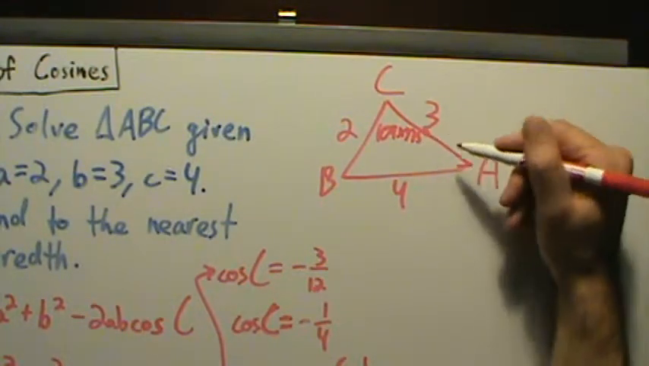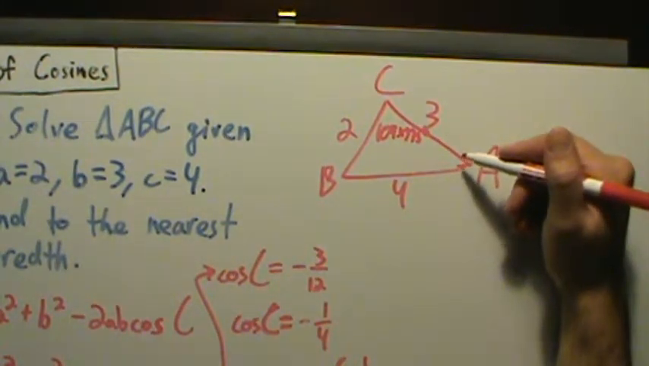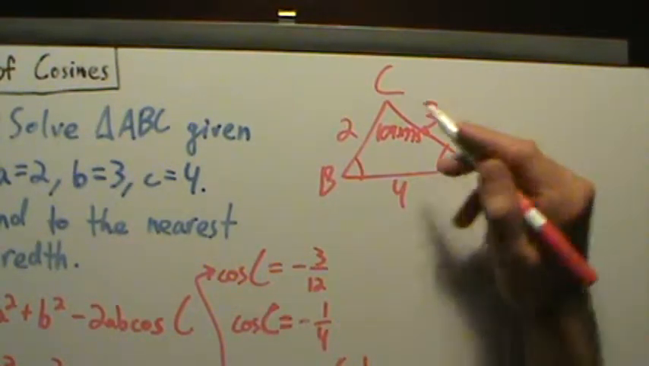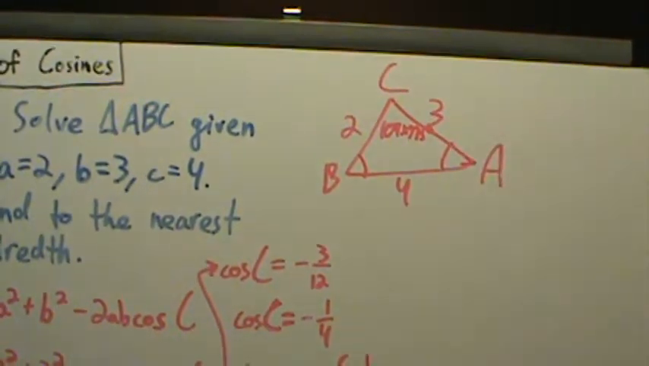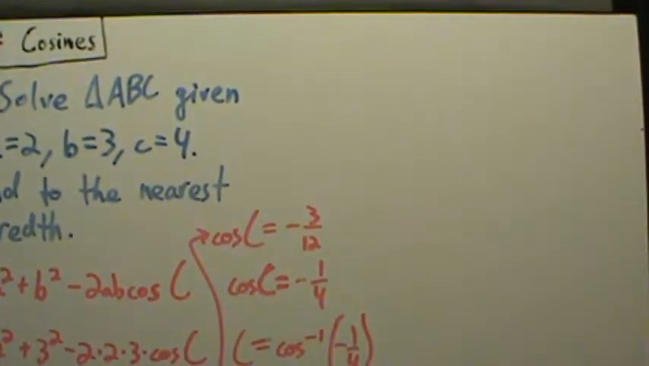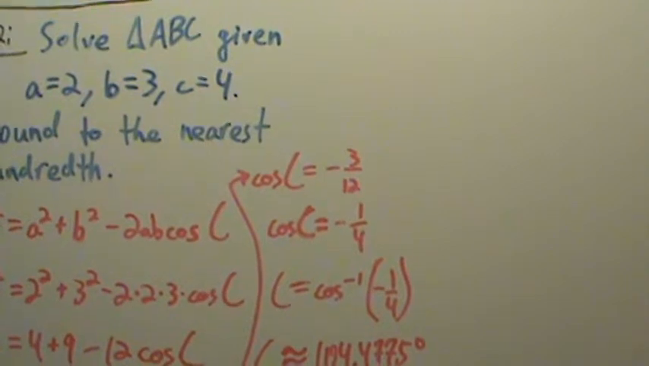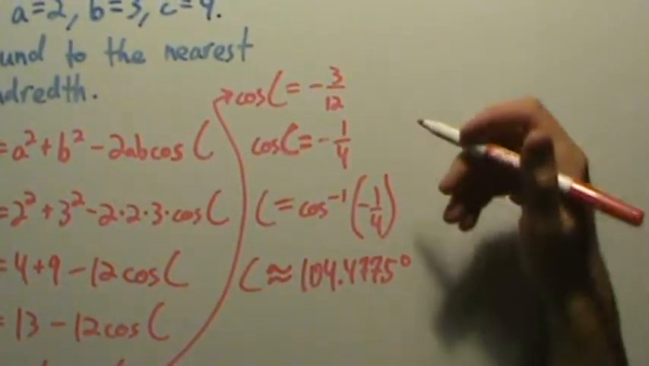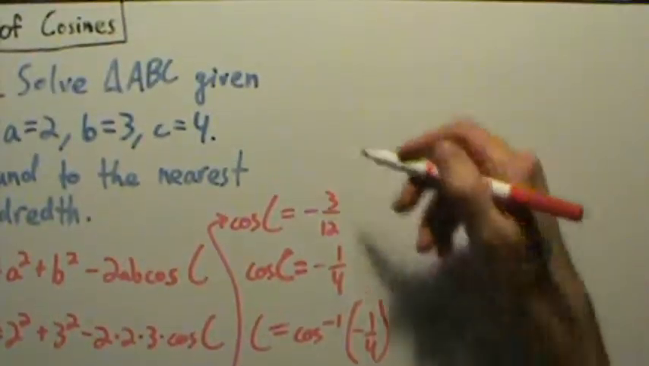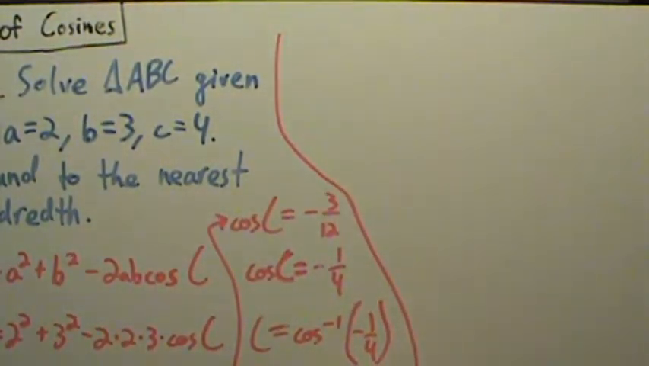So we just found out that C, picture is not to scale, is 104.4775-ish degrees. Now from here we can use the law of sines to get this guy or this guy. We can use the law of sines because we have all three sides and one of the angles now. So we can do the law of sines, but let's not. Let's just get more practice with the law of cosines. So let's do it one more time, then we can get the third angle in an easier way.